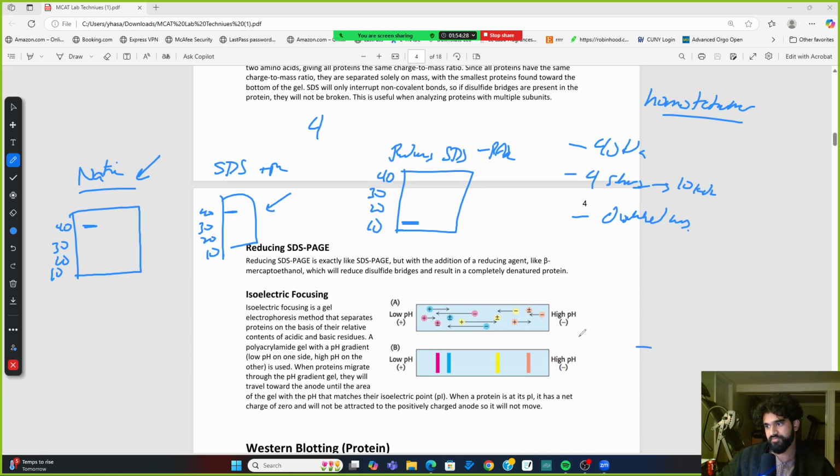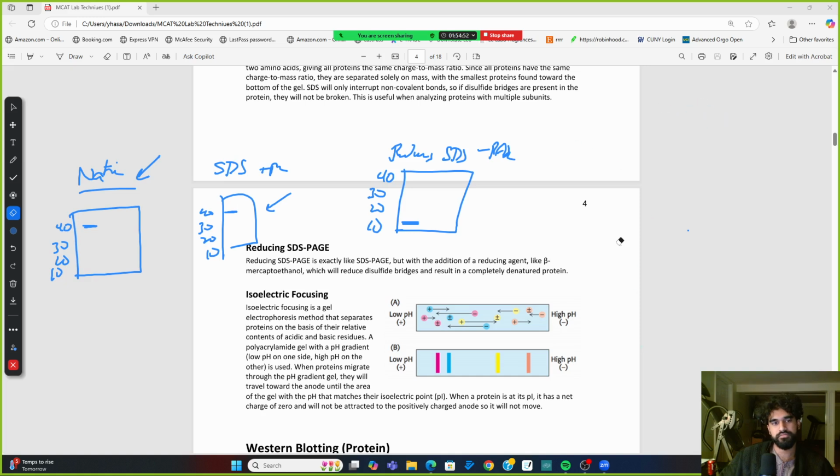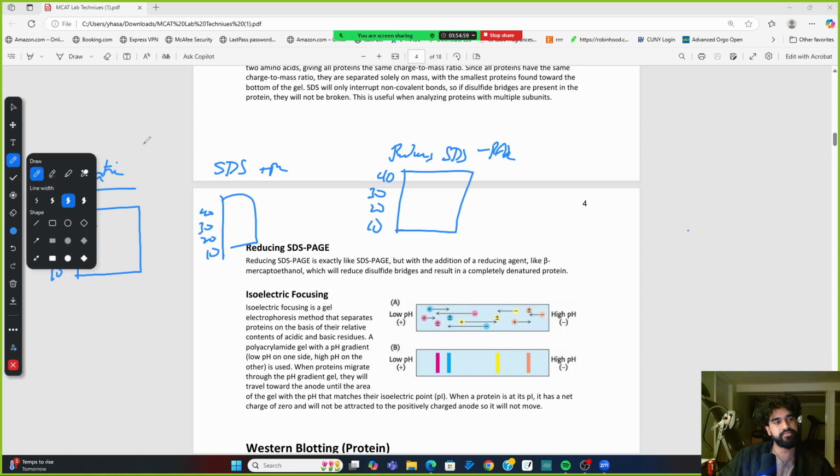Can you confirm if the band will be thick at 10? It should be, because there's quadruple the amount of stuff. Does that make sense? Okay, so let's change this a little bit. Let's get rid of all this. Native's still going to look like that.